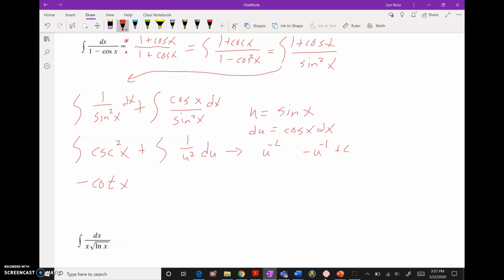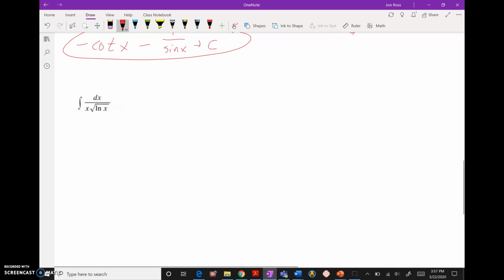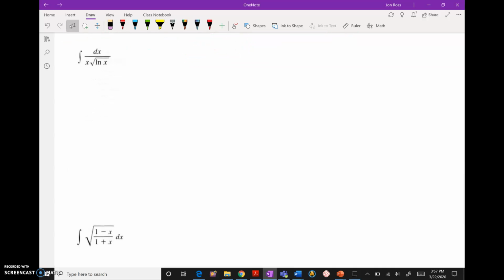Okay? So this is going to be a minus u to the negative 1, which is 1 over u. So minus 1 over, what was my u equal to? Sine x. 1 over sine x plus c. And there you go. All right, manipulation, a little more complex problem.